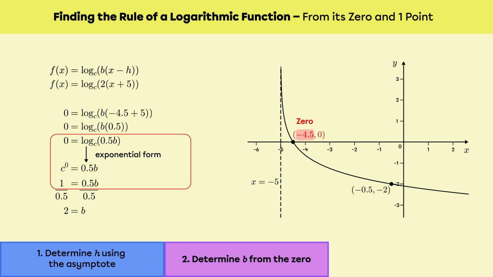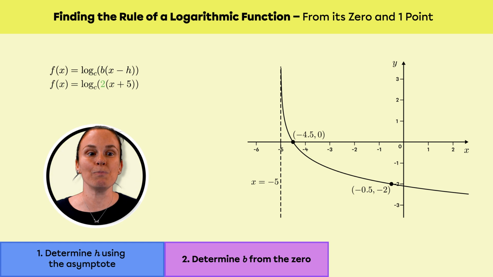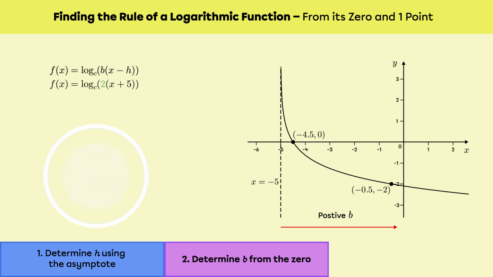So the thing to remember is that when we have the 0, we'll always get an equation where the exponent of c is 0. If we'd used the formula that the 0 equals 1 divided by b plus h instead, we'd have gotten the same answer. By substituting in the given data and isolating b, we'll still find that b equals 2. We can check the sign of b based on the orientation of the curve. Since b is positive, the function must lie to the right of the asymptote, which is indeed the case.